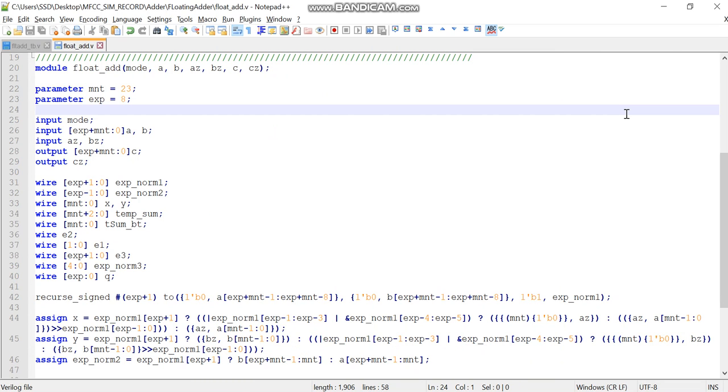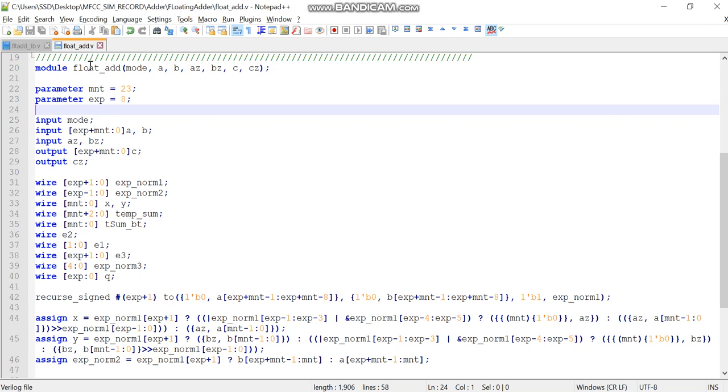This video gives the working model and simulation of a floating point adder. The floating point number representation has three parts: the sign, the exponent and the mantissa. Depending on the precision required, whether it is single precision or double precision, the number of bits assigned to each part differs. Here we are considering the single precision floating point representation, which has one sign bit, 8 exponent bits and 23 mantissa bits.